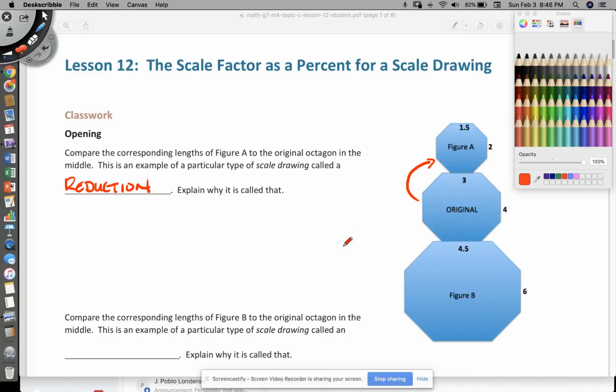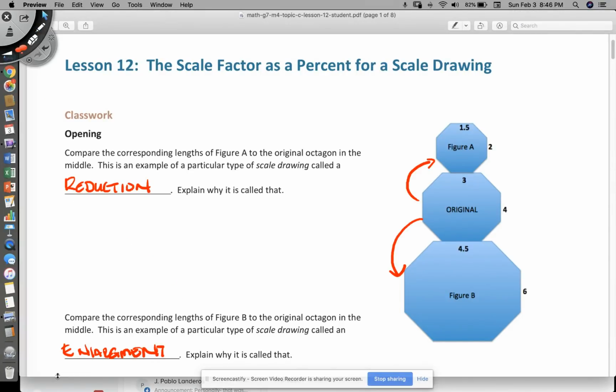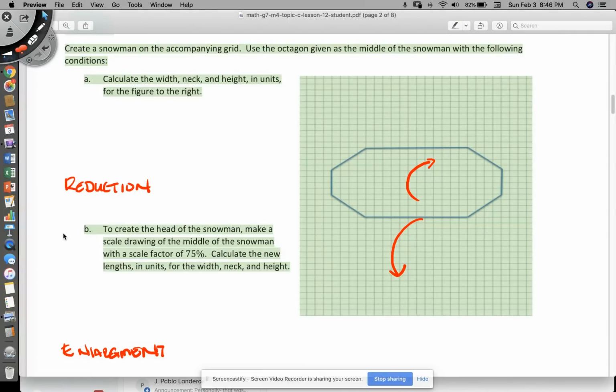Down here it says compare the corresponding lengths of figure B to the original octagon in the middle. This is an example of an enlargement. An enlargement is when you get something greater than the original. A reduction is when something is smaller than the original.